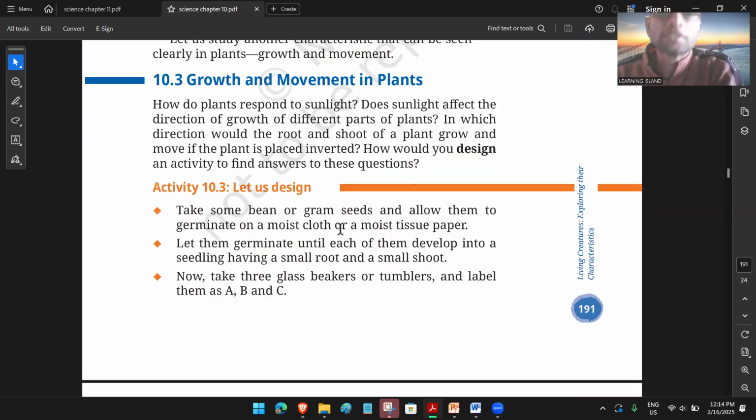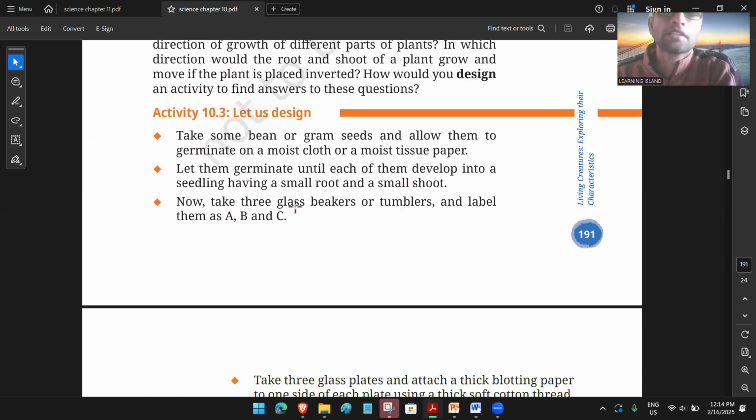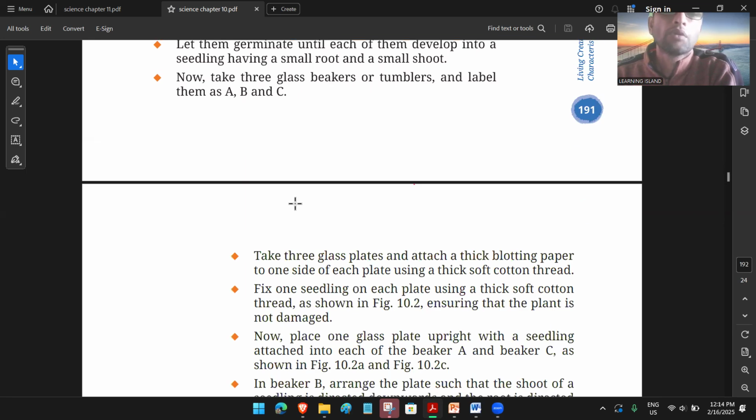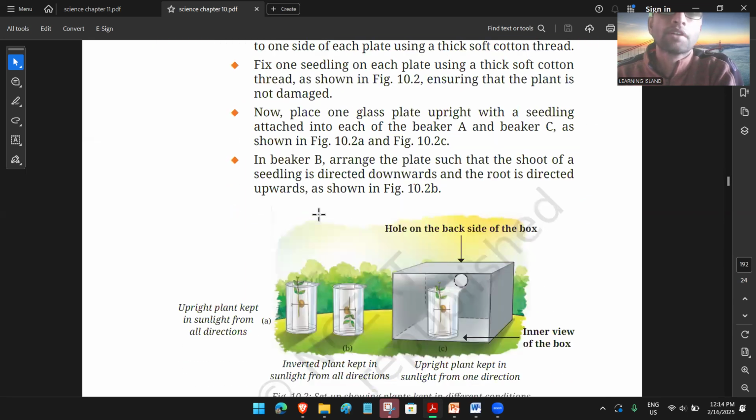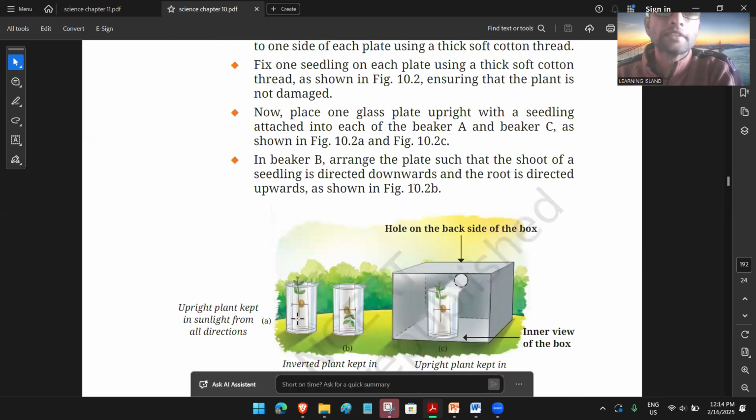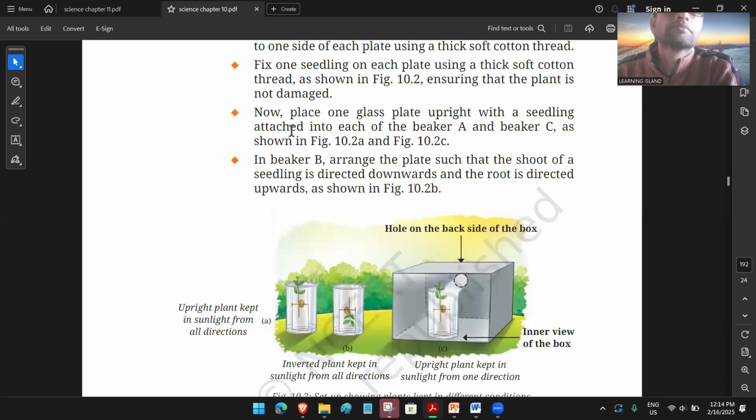So we'll get all this discussion, all these topics over here. So the plant responds to sunlight. Does sunlight affect the direction? Yes. How do you design an activity? Here is again an activity. I will now let you know what is happening over here. See, upright plant kept in the sunlight from all directions.